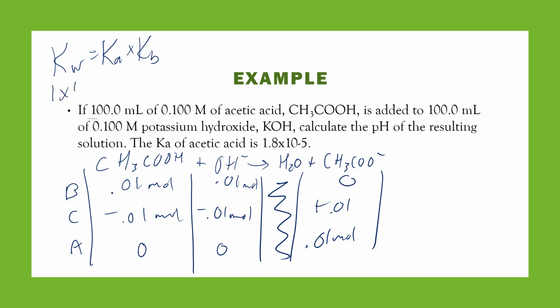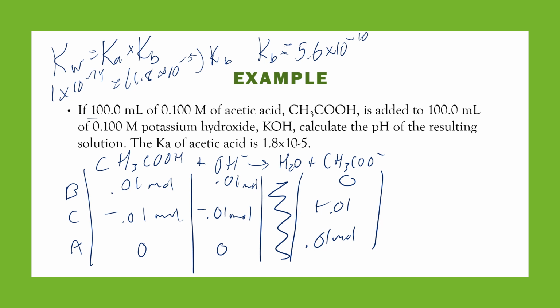What I can do is I can use the equation Kw equals Ka times Kb. And Kw is 1 times 10 to the negative 14 equals, our Ka is 1.8 times 10 to the negative 5 times Kb, and you can solve for Kb. So Kb for the CH3COO minus is 5.6 times 10 to the negative 10th.